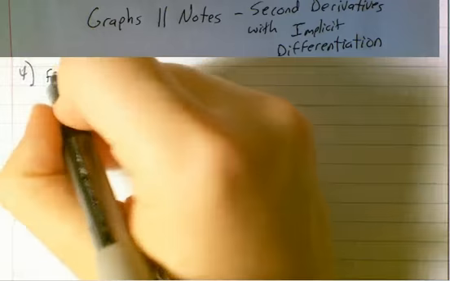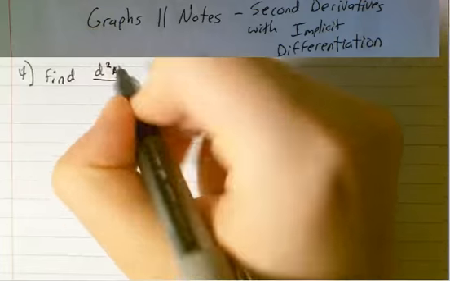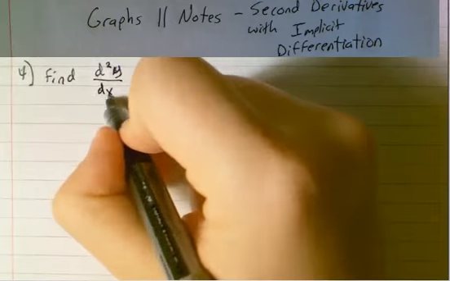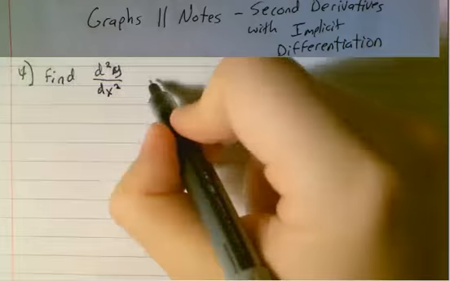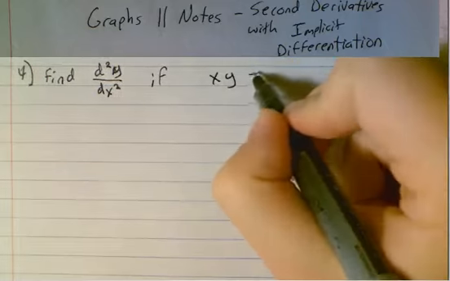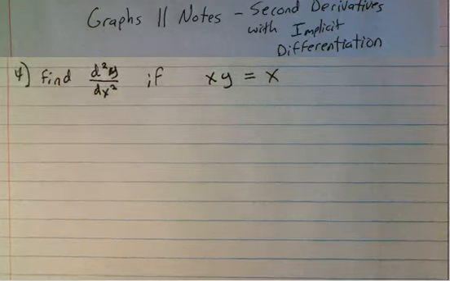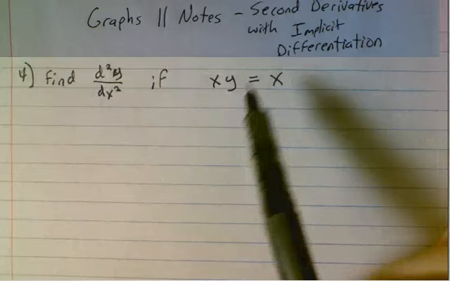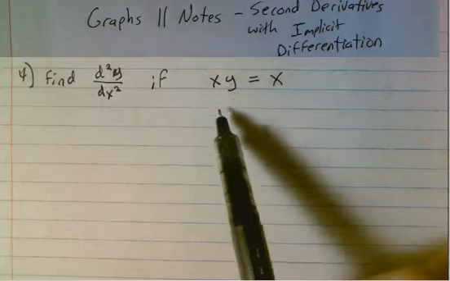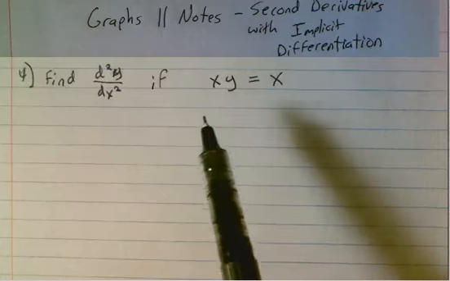So let's find the second derivative of y with respect to x, that's d²y/dx², if xy equals x. Now remember, with implicit differentiation, this is something where we don't have y isolated. We could actually isolate y pretty easily with this, but we're not going to, for purposes of demonstration.